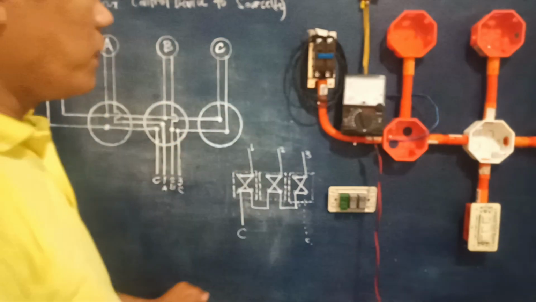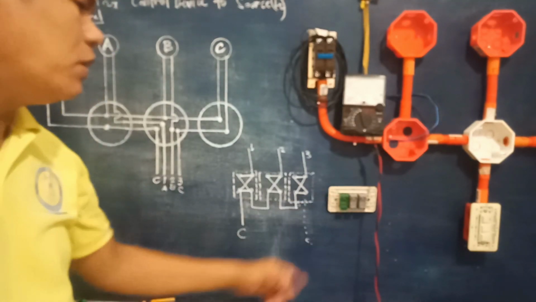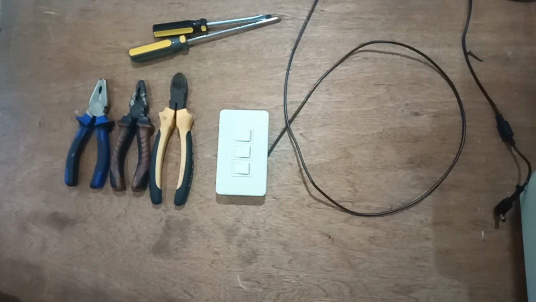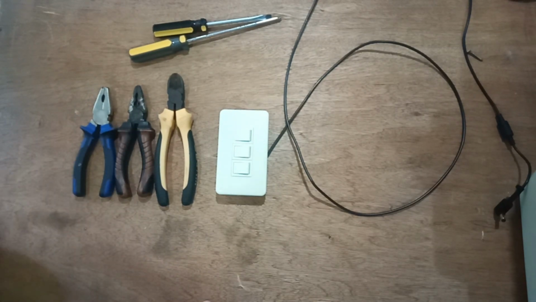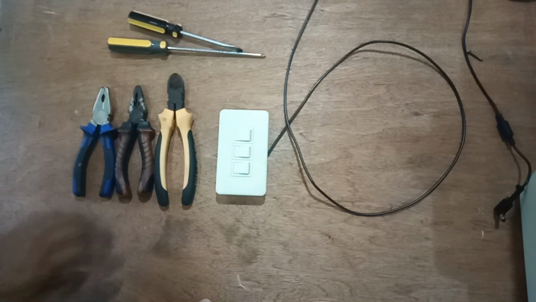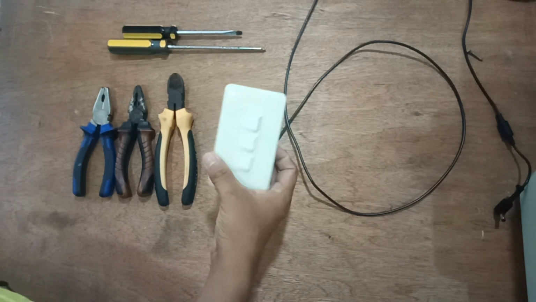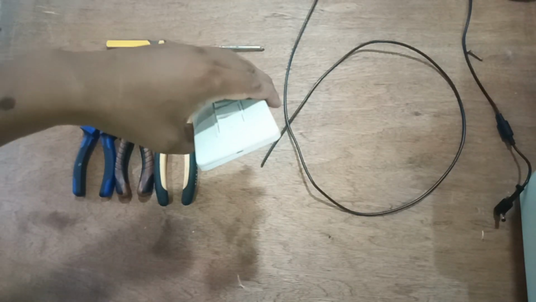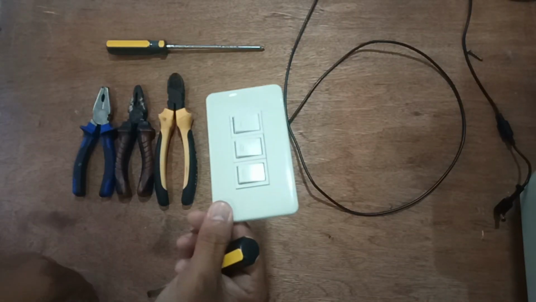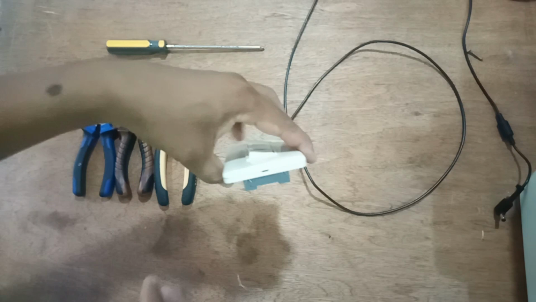Okay, so let's look at how we are going to assemble or even disassemble a 3-gang single pole switch. We have here the tools intended for this activity, for the assembling and disassembling of a 3-gang single pole switch. So this is what we call the 3-gang single pole switch. This is the proper way of dismantling or disassembling this 3-gang single pole switch.